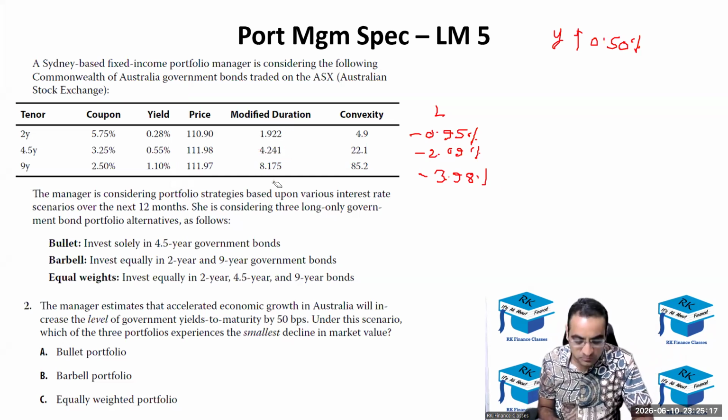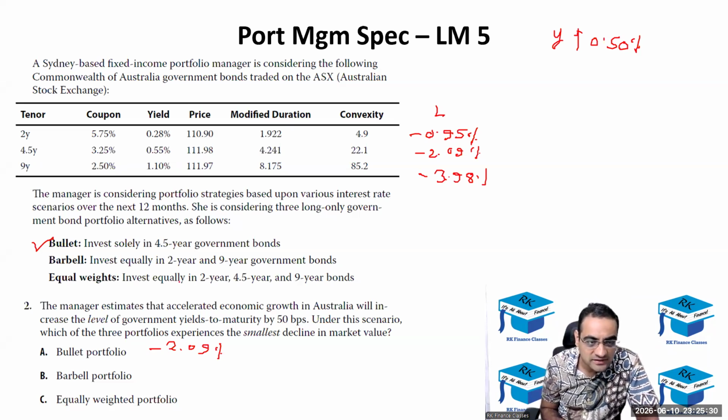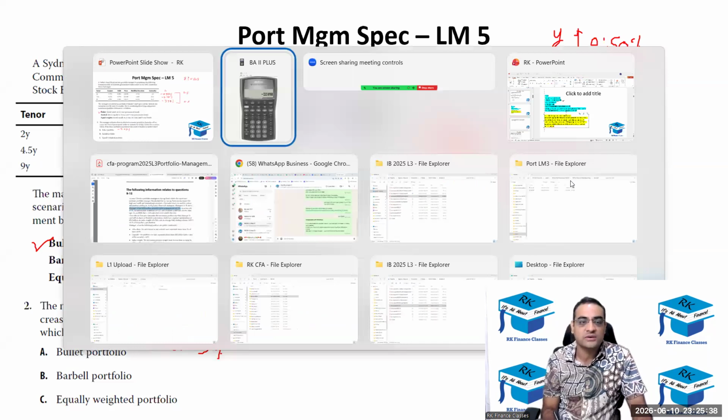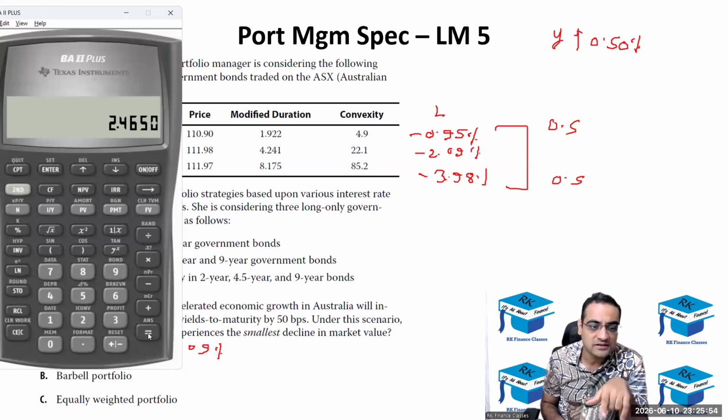So if I go with the bullet answer, which is option A, which is investing in 4.5-year bond only, so obviously the loss is going to be 2.09 percentage. If I go with the barbell, which is 2 and 9 year mein equally invested, so multiply this by 50% and this by 50%, and let's see what's the loss going to be. So first one is 0.95 into 0.5. Loss hai, I know, but minus and plus open the bracket, 3.98 into 0.5, close the bracket. The total loss is 2.47.